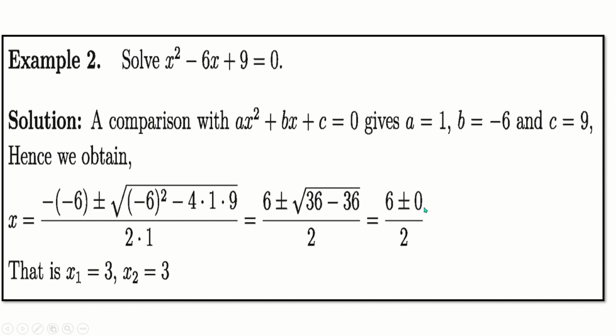And we know the condition: when the discriminant equals 0, then the roots of this equation will be equal. As a result, after calculating this, 6 divided by 2 is 3. So the value of x1 will be 3, x2 also will be 3. As this is a quadratic, the roots of this equation will be 3 and 3, both equal. Clear? And also real.